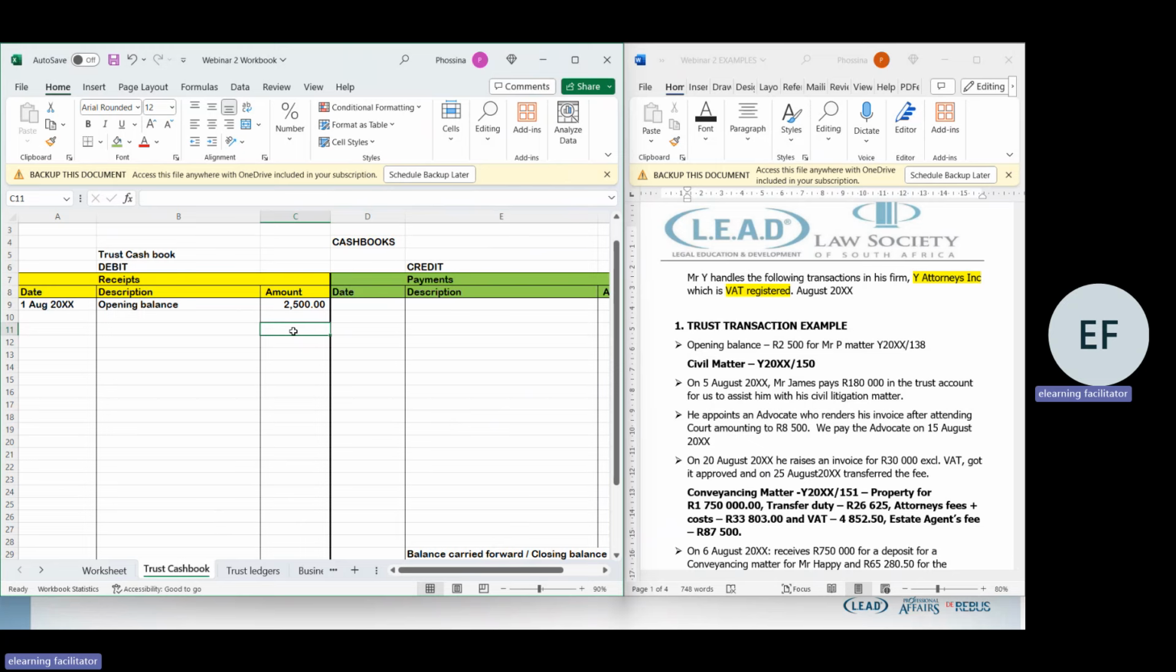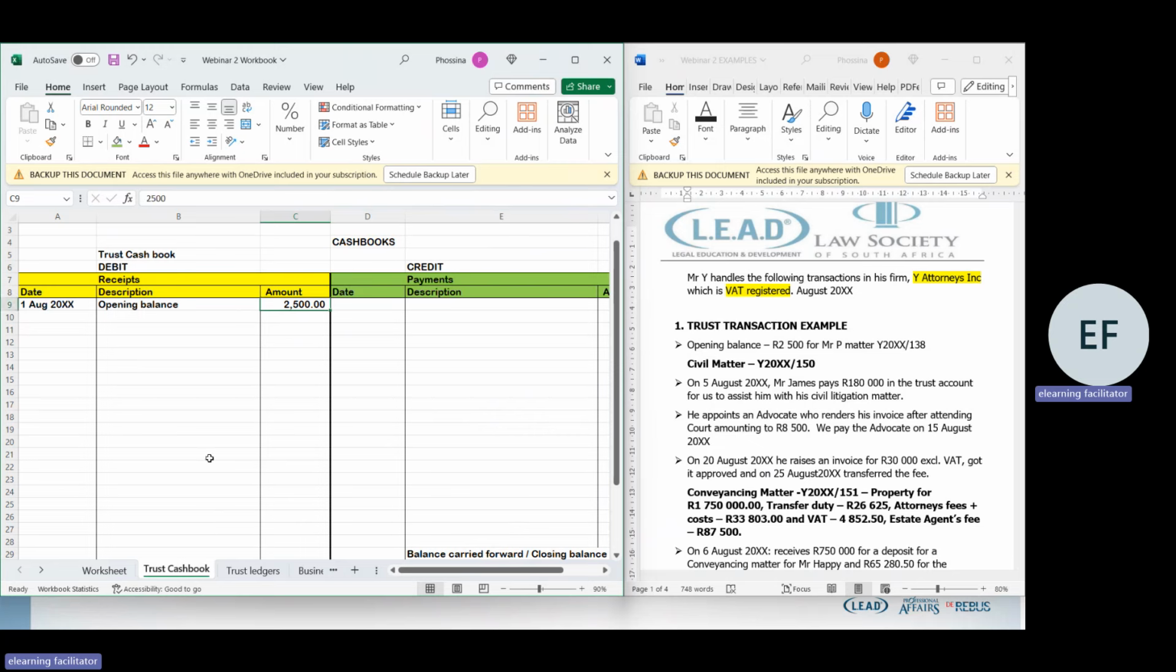Remember, according to Section 86(1), a legal practice should keep a trust account. So in keeping a trust account, it means there shouldn't be a period where there's no trust account, whether it's dormant or whether it's active. Okay. All right, so this is our first transaction, 2,500.